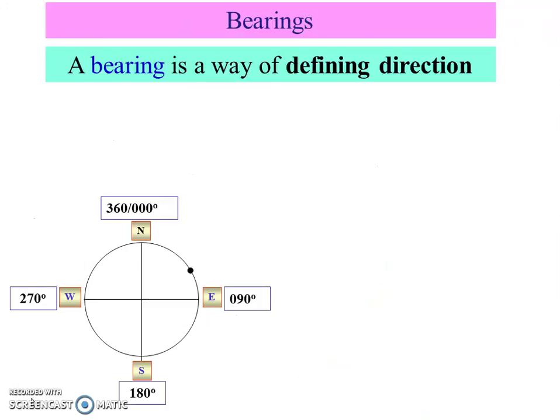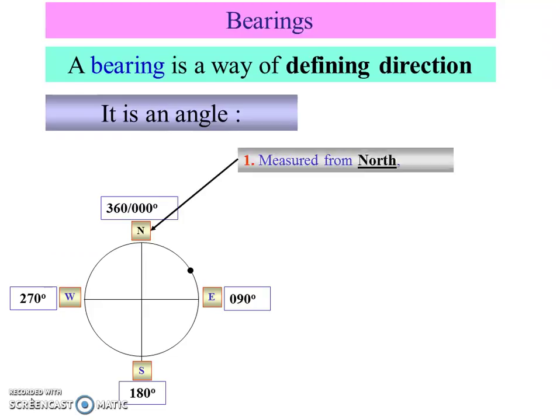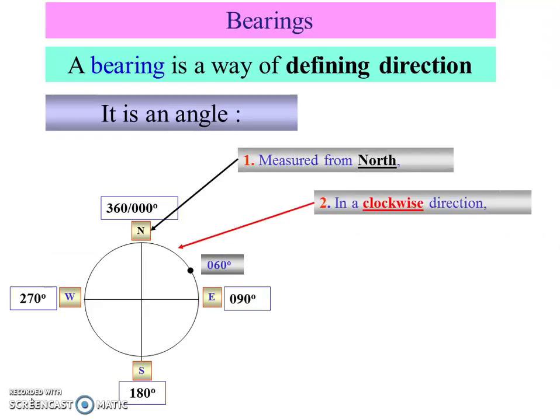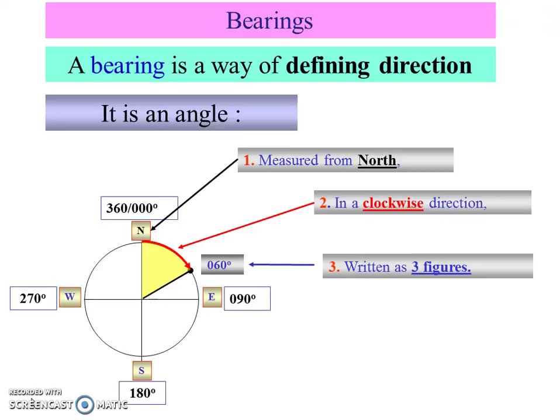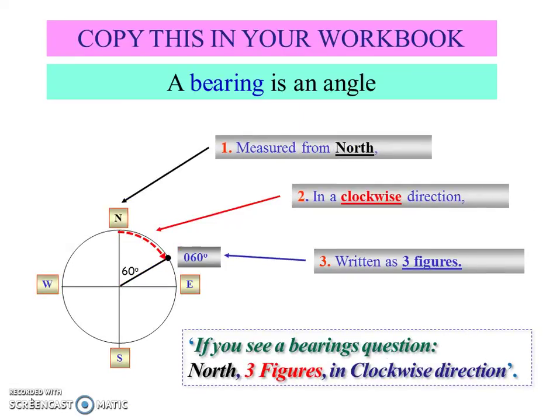A bearing is a way of defining direction. It's an angle measured from north in a clockwise direction, written as 3 figures. If you see a bearings question, north, 3 figures, clockwise direction, you have to remember that. Copy this in your workbook.